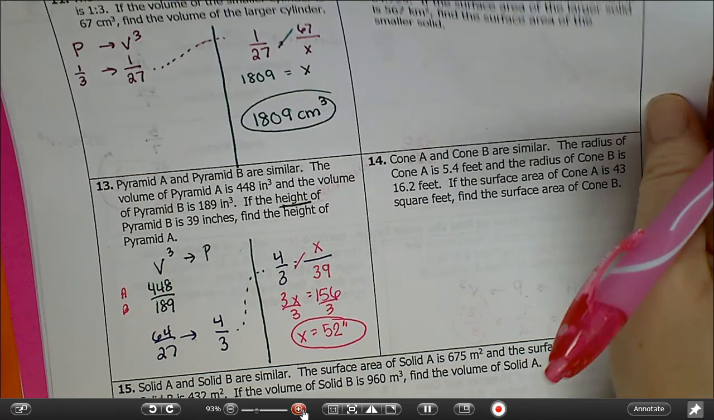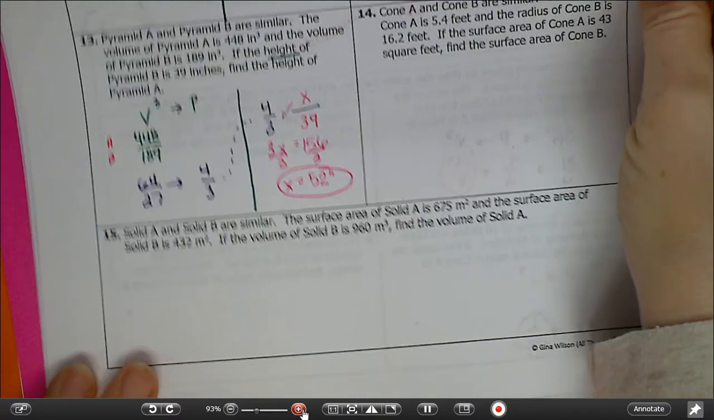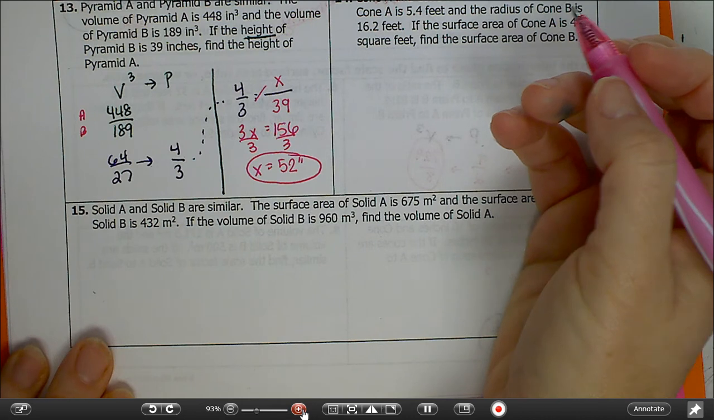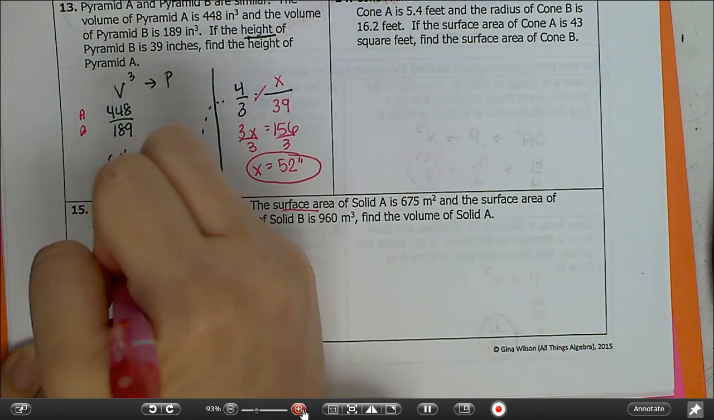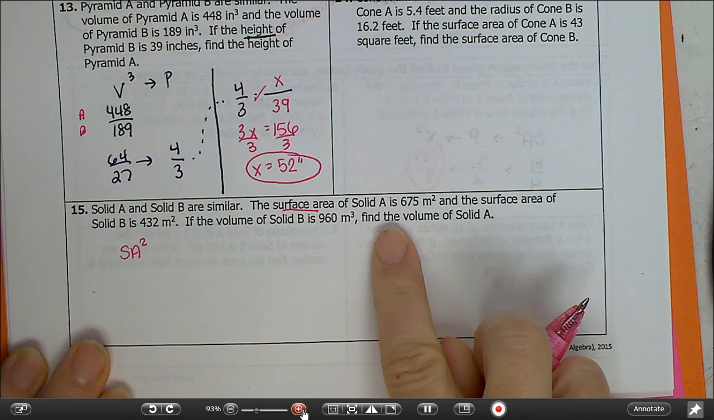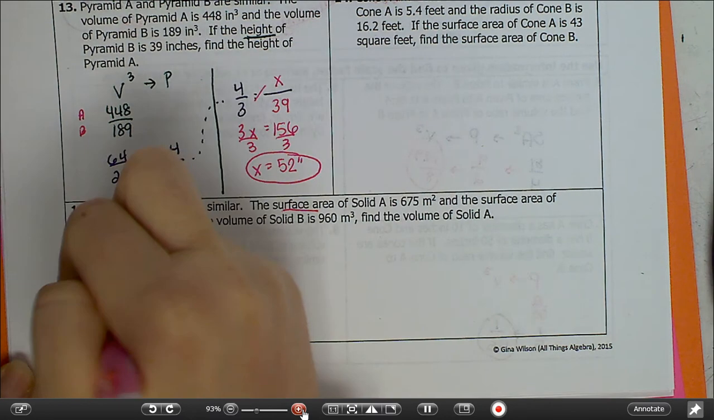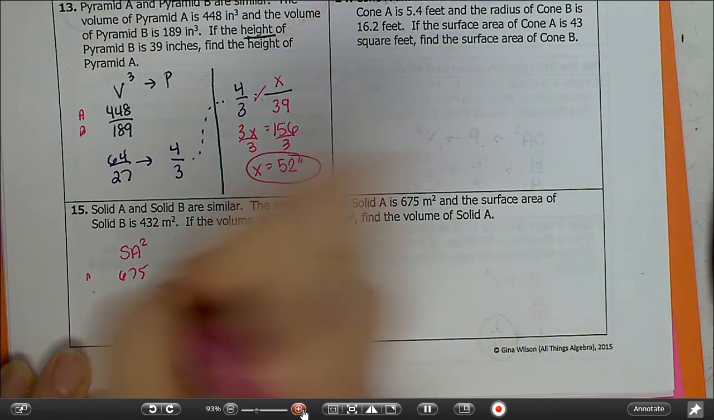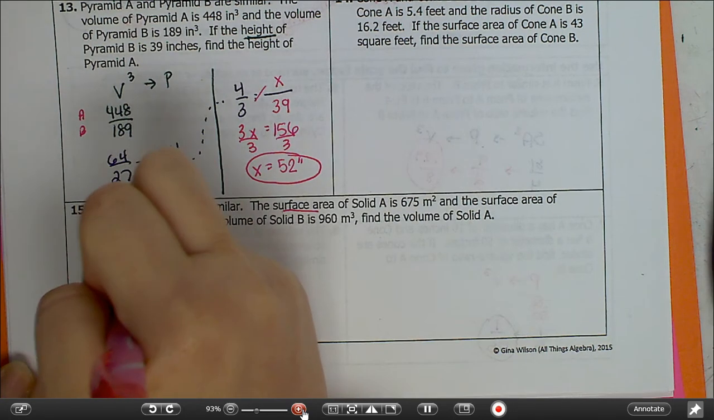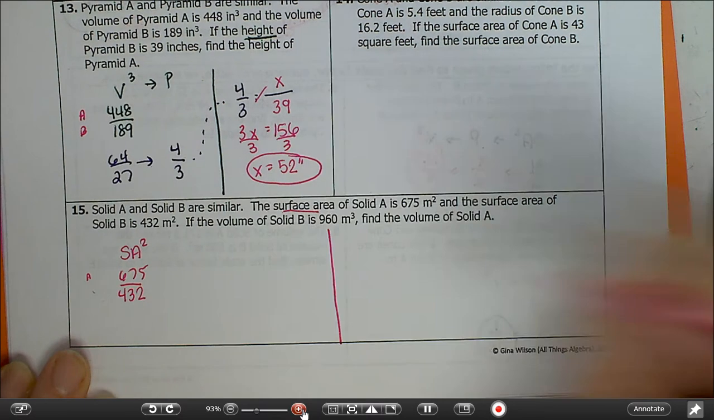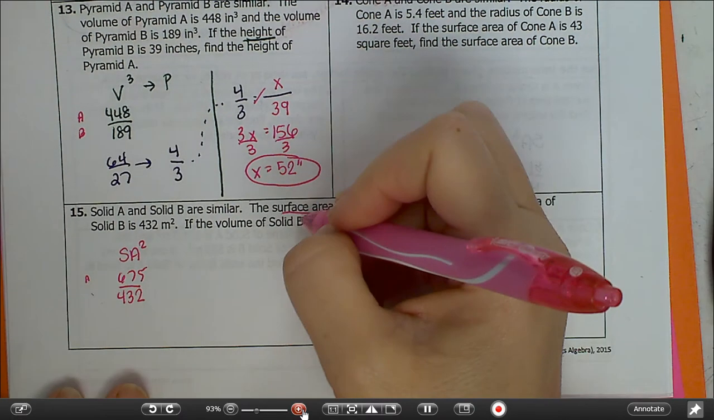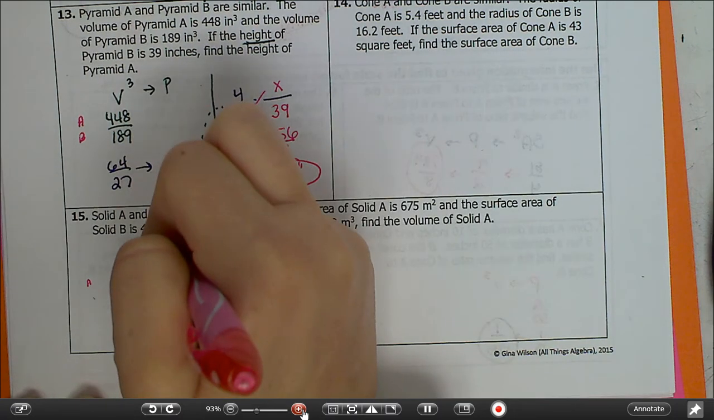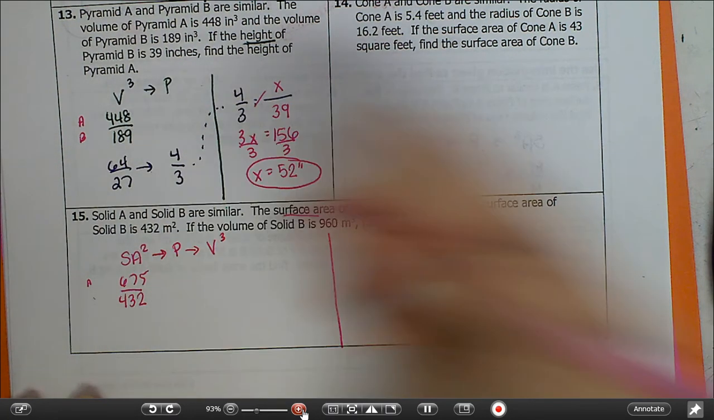Let's look at one more together. I hope that this process is making sense. Solid A and B are similar. The surface area, so we're starting in surface area, of A is 675. And I'm going to put A on top here just to keep track of it. And the surface area of solid B is 432. If the volume, okay, so we're going from surface area to volume. So we have to pass through plane to get to volume.